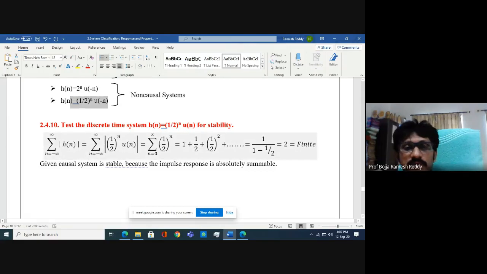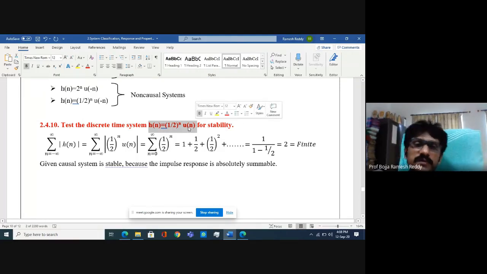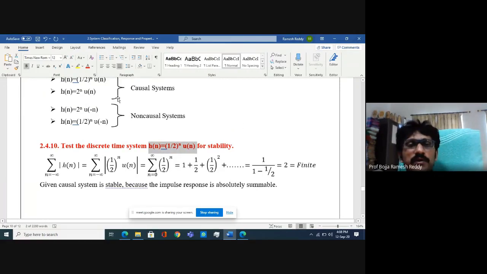Very simple example. See here, h of n is equal to half power n u of n. This is the given example. This is a causal system, because of u of n it is a right-sided signal. Now we are testing for stability. How? Evaluate the absolute summation: summation n is equal to minus infinity to plus infinity modulus of h of n.